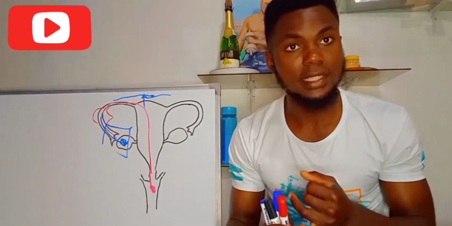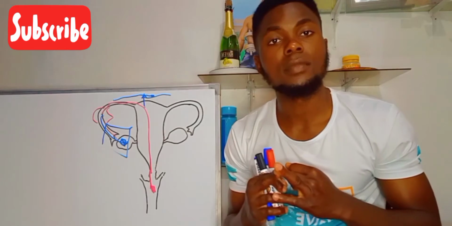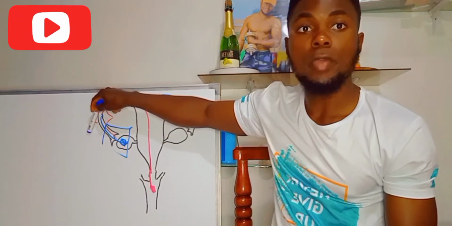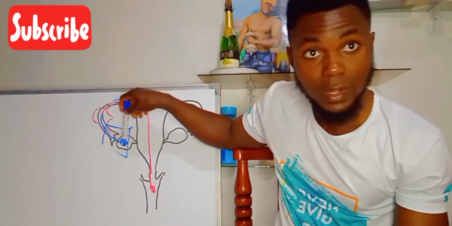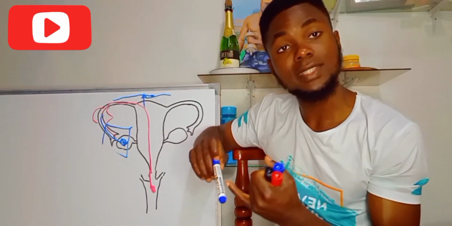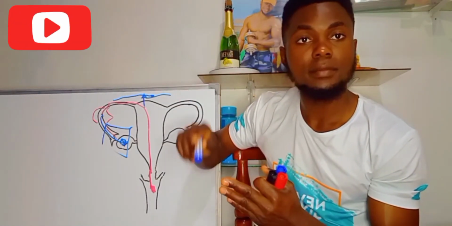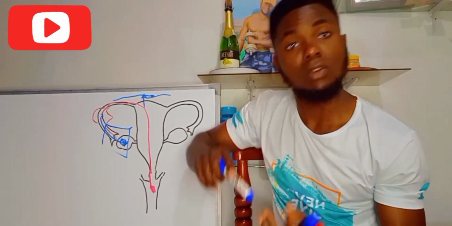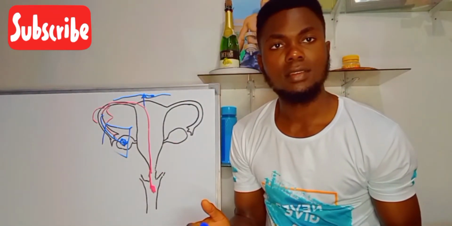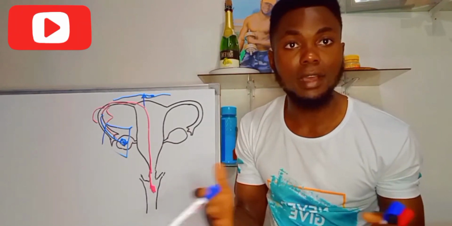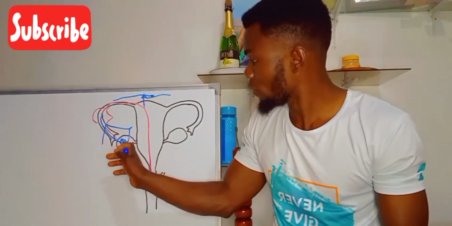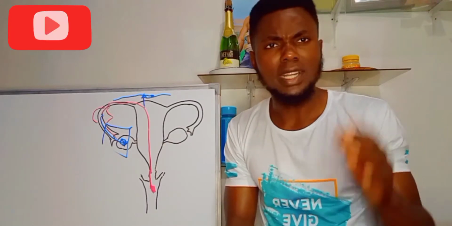So we have salpingitis, which is inflammation of the fallopian tube. We have oophoritis, which is inflammation of the ovaries, and this can lead to sterility, can lead to infertility, and increase the chances of ectopic pregnancy. Then we have the tubo-ovarian abscess, which is a complex infectious mass of the adnexa. So that is the tubo-ovarian abscess.